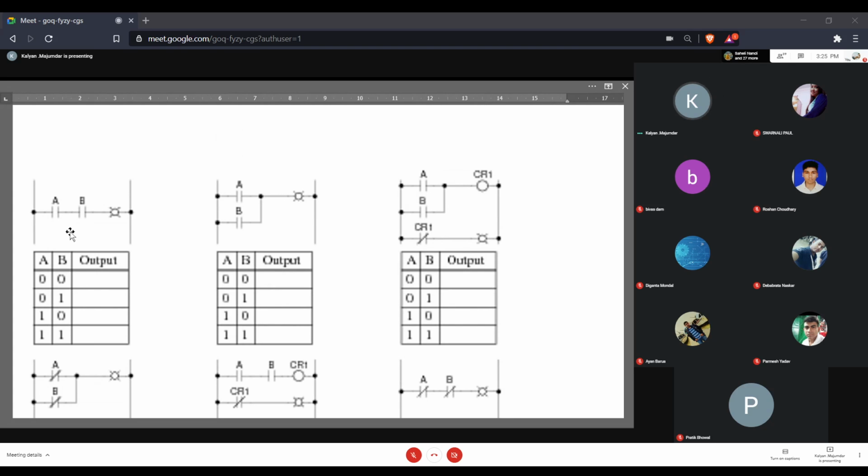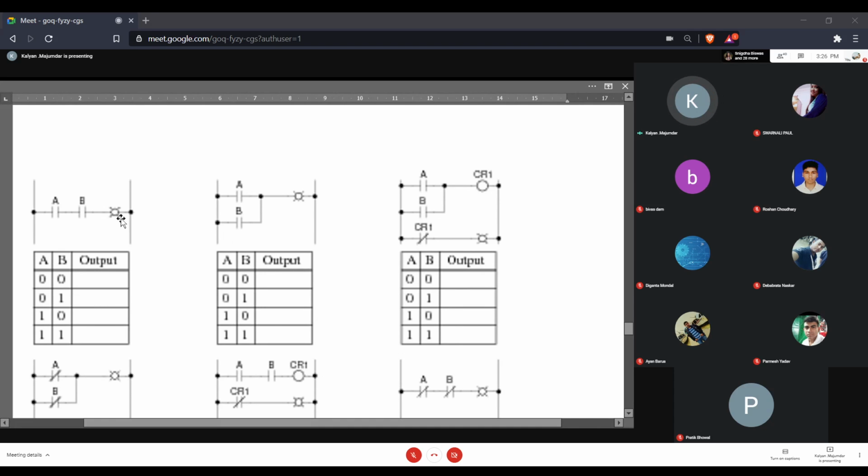That is when you're not applying a voltage to the relay coil. So when no voltage is applied to the relay coil, this contact is open. The contact A is open and the contact B is open. Now we have got certain different interconnections of contacts.